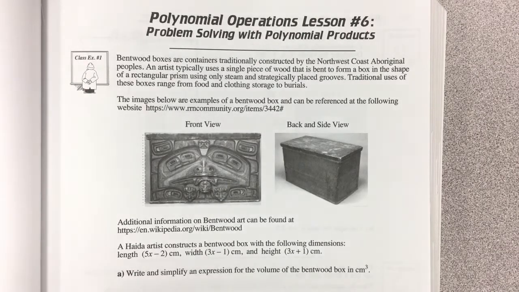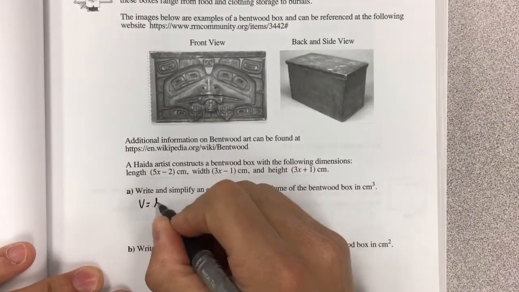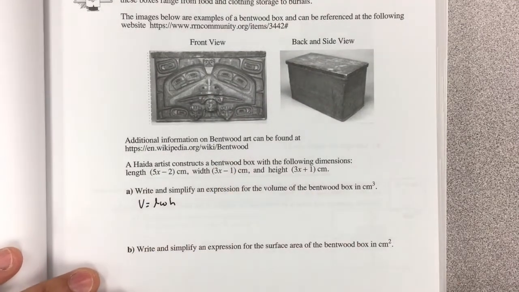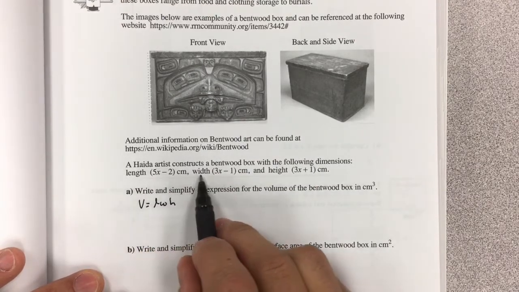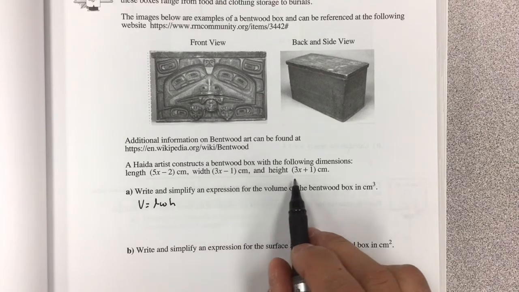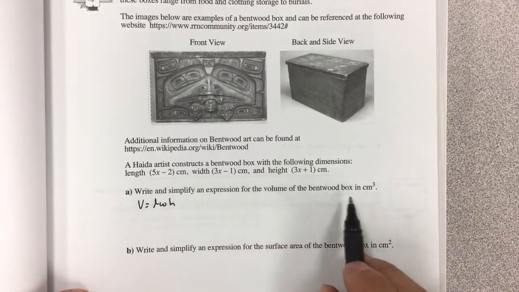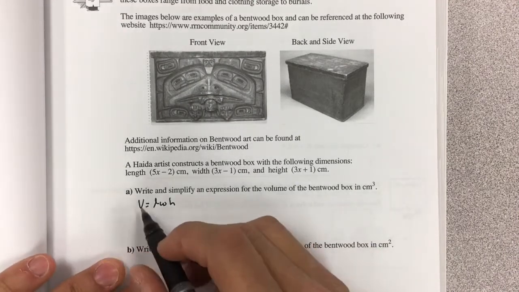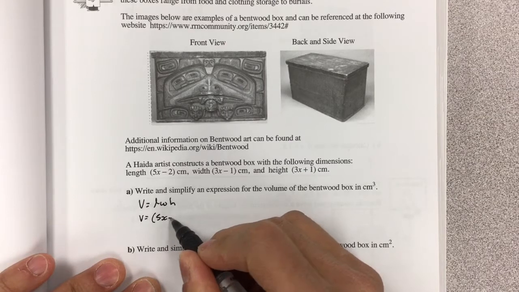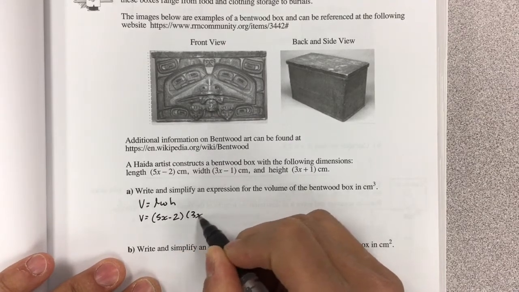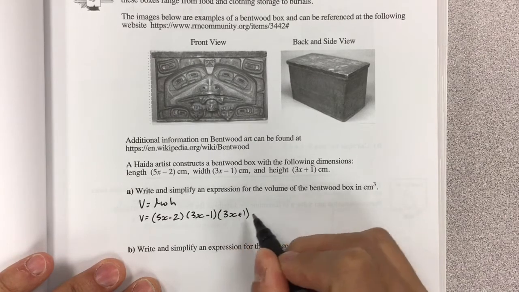So first of all, we know that volume is equal to length times width times height, and it has a length of 5x minus 2, a width of 3x minus 1, and a height of 3x plus 1. So you want to write and simplify an expression for the volume of the Bentwood box in centimeters cubed. So my volume is equal to 5x minus 2, 3x minus 1, and 3x plus 1.